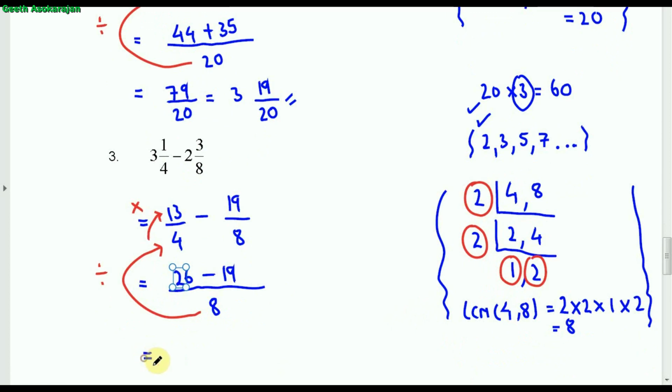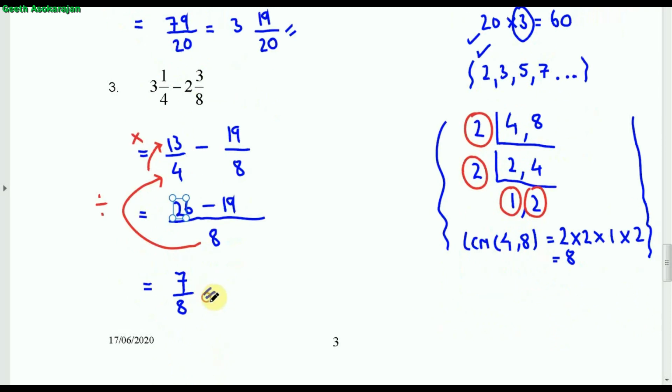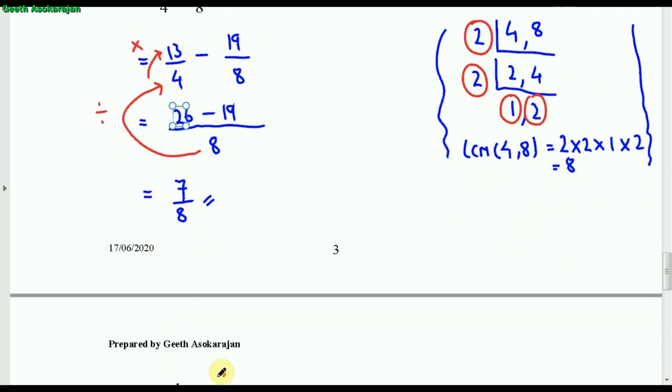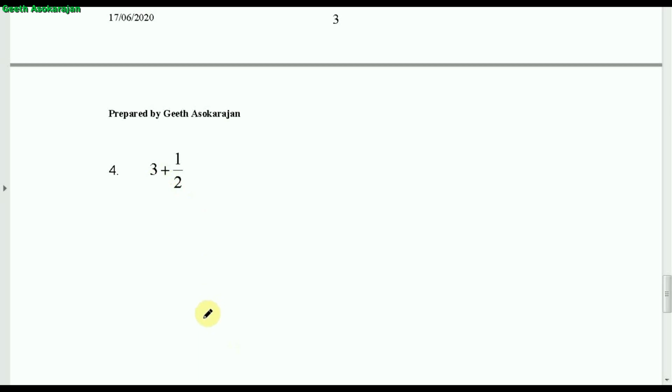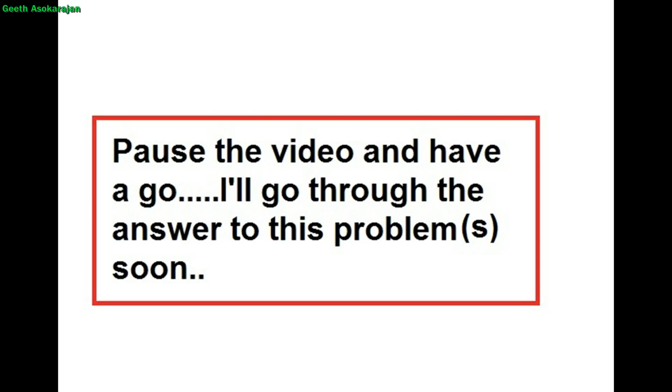And let's tidy up the numerator. 26 minus 19, 7. And it's 7 over 8. And then we're done. So the answer to number 3, 7 over 8. Right, try number 4. I'll give you a few moments and I'll go through the solution very soon.